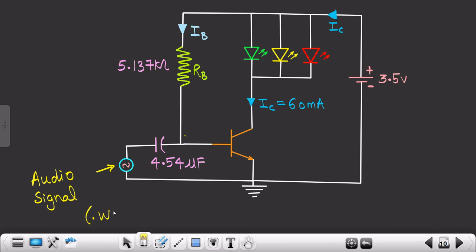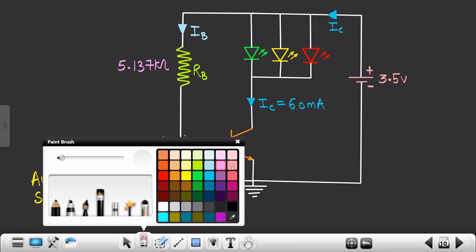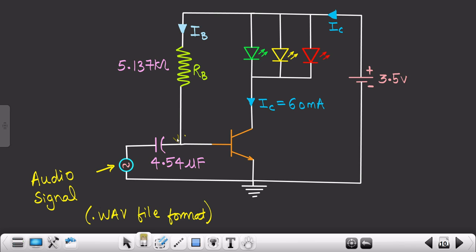It should be in the .wav file format. I will write file format, okay, so that whenever you refer to the PDF, you would be able to understand this. And the main reason why I connected this capacitor over here is basically to superimpose a weak AC signal on the DC signal. For superimposing purpose we had connected this capacitor, okay.